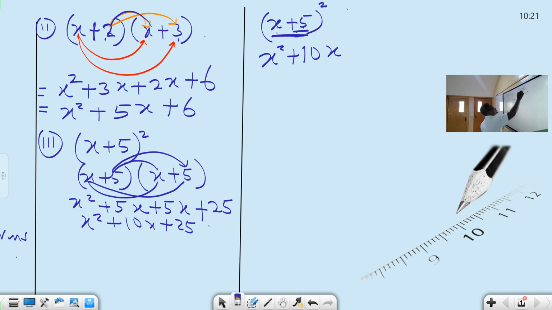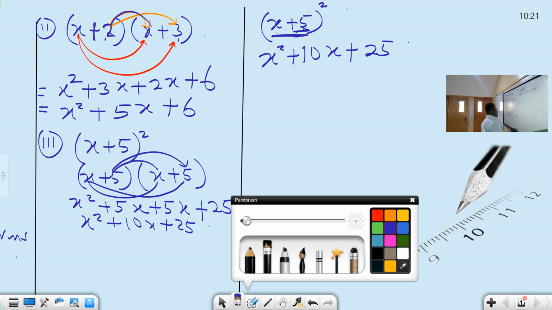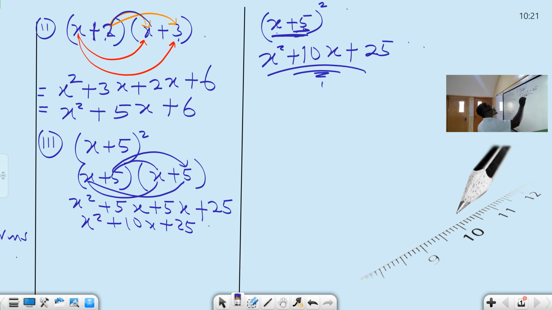Then plus, square this last term here, 5. 5 squared is 25. And you get your answer straight up. So instead of wasting time, you can also apply it to any expression, x plus 2 squared, the same way. Square x, plus 2 times 2, 4 times x, that is 4x. Then plus 2 squared, that is 4.